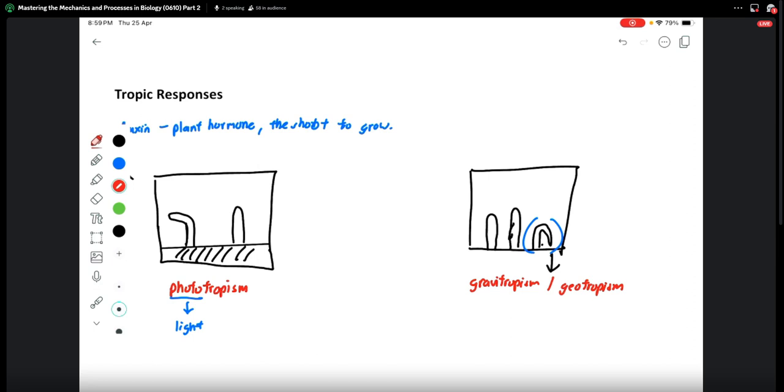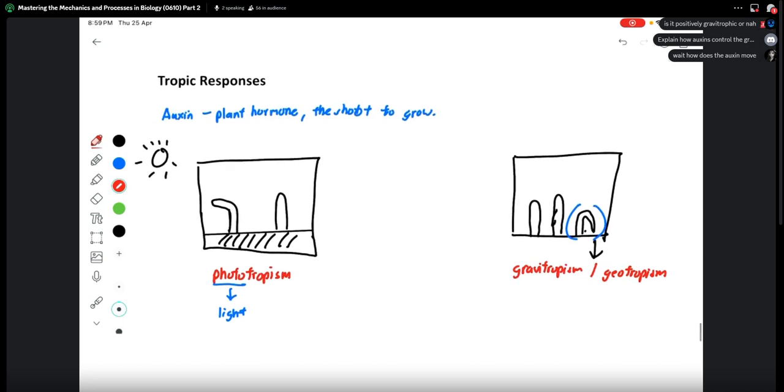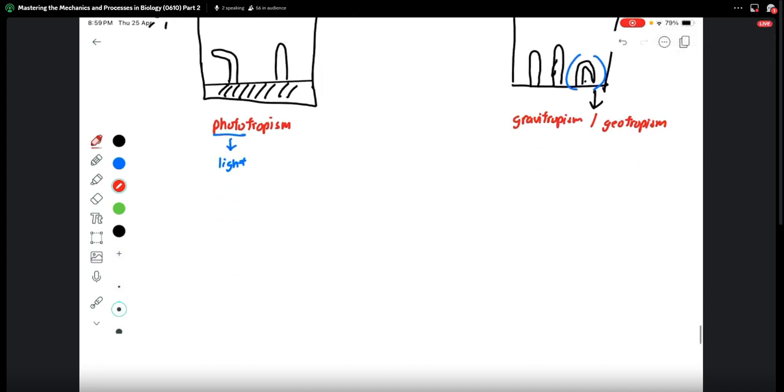So please read the question in the exam. Sometimes they will have given you a clue whether this shoot is placed in which condition. So this is basically positive geotropism or positive gravitropism, and this one is positive phototropism. Now let's see how auxin causes the elongation of the shoot.